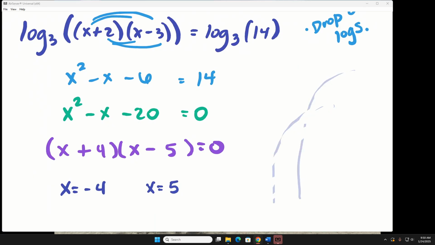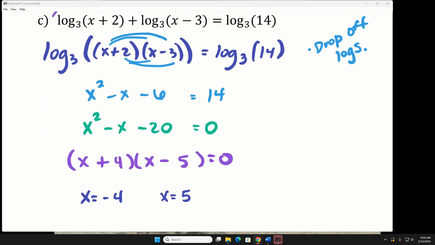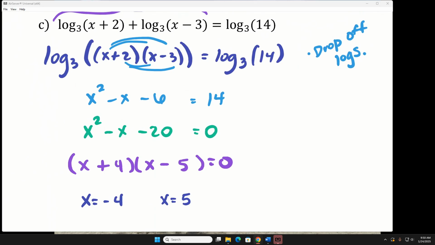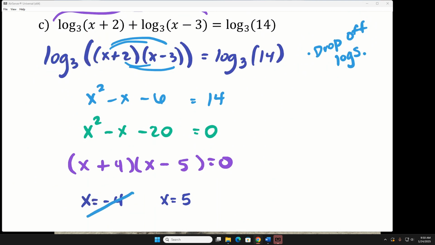But it's not impossible. But we always do want to check our answers. So when you check, you go back to the original problem, you take these numbers, and you plug them in for x. And if you ever get an argument that is 0 or negative, you have to kick it out. It's an extraneous solution. So if I put -4 in, are you going to get a negative argument? Yes. So then it's not a solution. What about 5? Is 5 okay? 5 is okay.